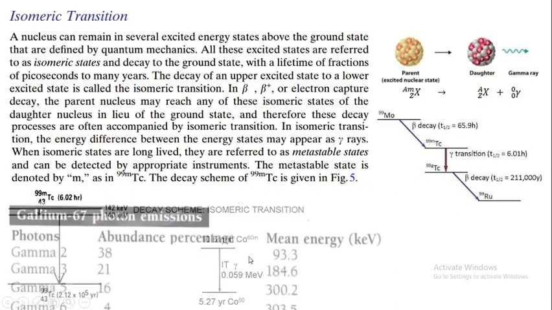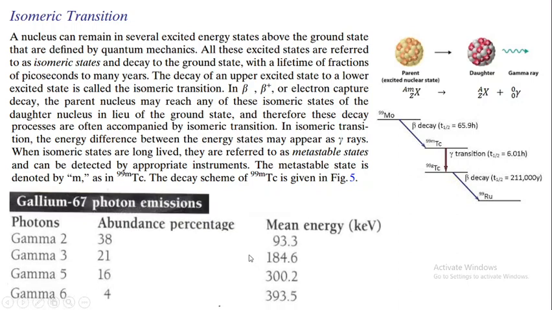Okay, so another kind of radionuclide emits more than one kind of gamma radiation, photons gamma 2, gamma 3, gamma 5, gamma 6. The abundance percentages of these are 38%, 21%, 64%, and the energies of these photons are emitted by gallium-67. There are four different kinds of gamma radiation emitted by this nuclide, about 93.3 kilo electron volt, 184 kilo electron volt, 300 kilo electron volt, and 393 kilo electron volt.